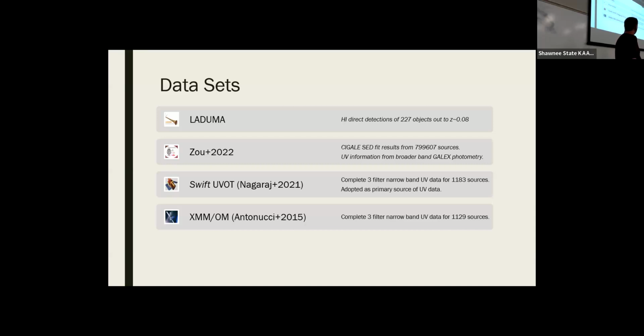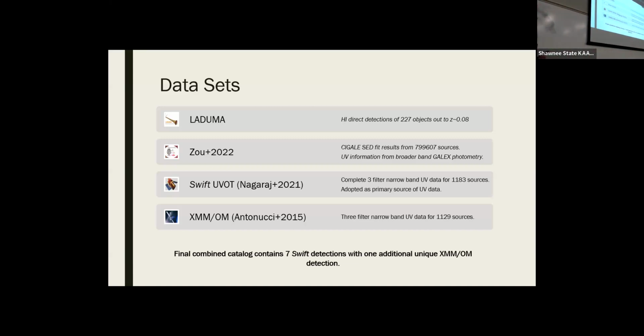But the UV information also comes from GALEX, which is fine, but we want to try to incorporate Swift data. So instead of the broadband GALEX filters, we can go to the more narrow band Swift filters and see if we can tease out any information by having that information as well. So we have Swift data, about 1,100 sources from that. We do also have a similar data set from XMM-Newton's optical monitor, though we are defaulting to the Swift data.